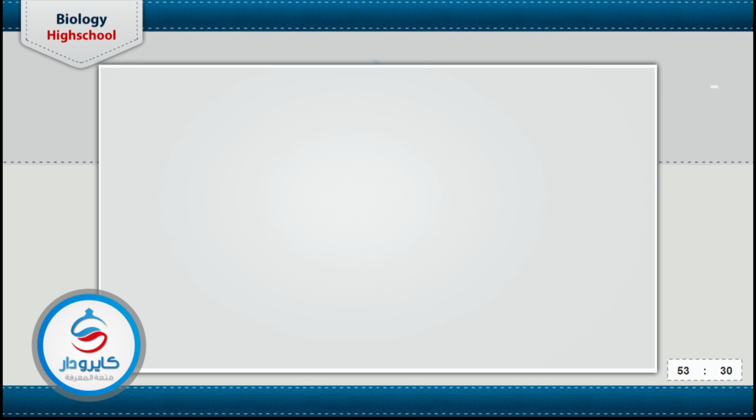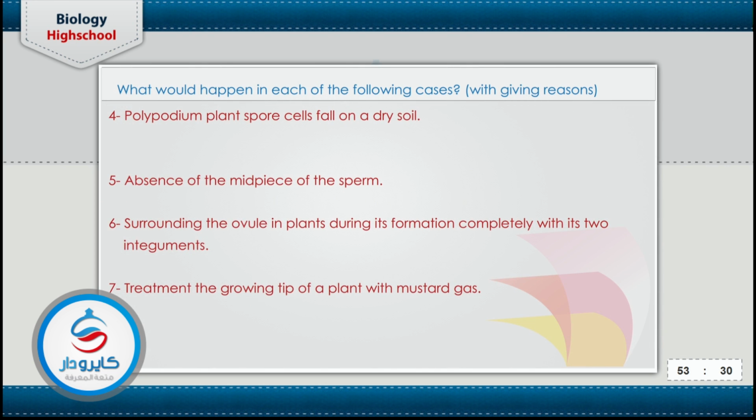The next question: what would happen in each of the following, with giving reasons? The Polypodium plant spore cells fall on dry soil. When the spore gets on moist soil, that leads to germination of the spore, and the spore changes into a green heart-shaped structure, which is called the gametophyte. But if the spore is in dry soil, that means nothing will happen: no germination of the spore takes place and no formation of the gametophyte.